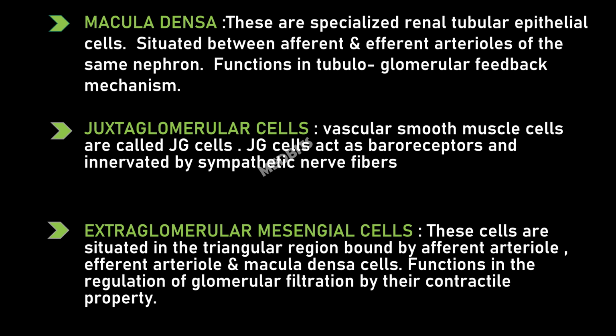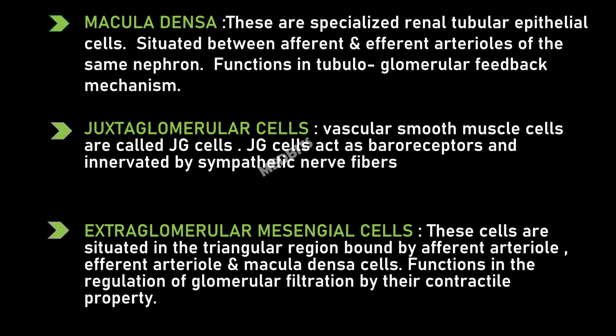Let's look into details of these three parts of JGA. Number one is macula densa. Where did we find macula densa in the image? You remember it was in the distal convoluted tubule. So let's go into the details. These are specialized renal tubular epithelial cells. It is situated between afferent and efferent arterioles of the same nephron and functions in tubuloglomerular feedback mechanism.